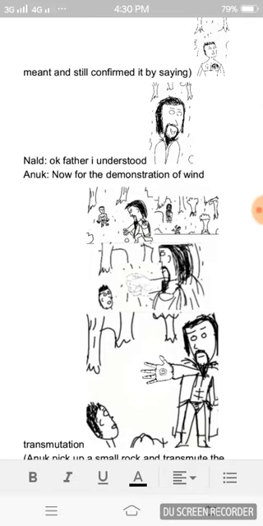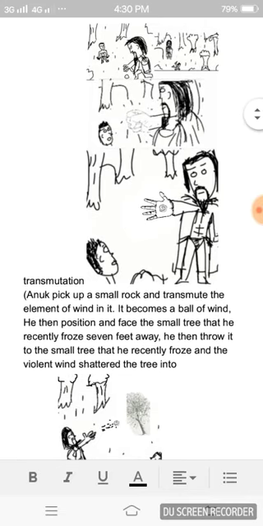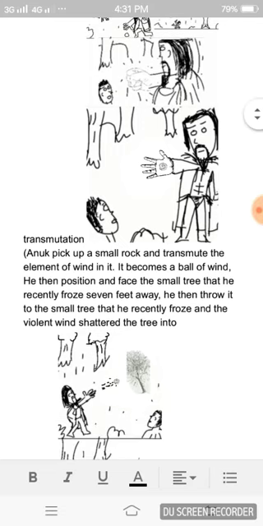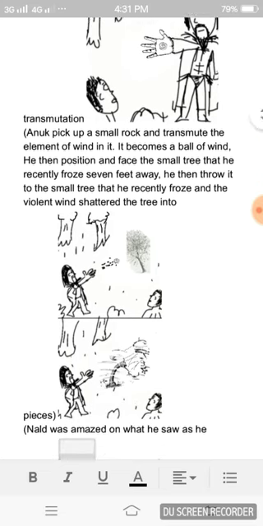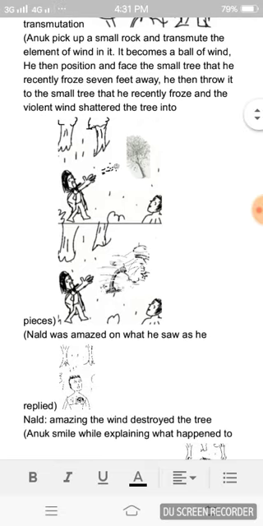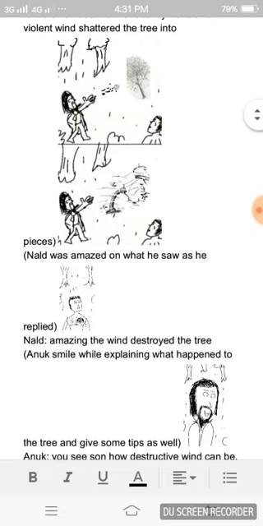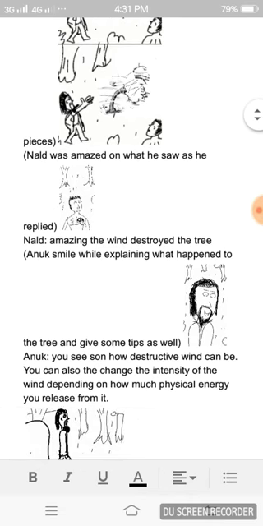Now for the demonstration of wind transmutation. Anuc picked up a small rock and transmuted the element of wind in it, and it became a ball of wind. He then positioned and faced the small tree that he recently froze 7 feet away. He then threw it to the small tree, and the violent wind shattered the tree into pieces. Nald was amazed at what he saw as he replied, "Amazing, the wind destroyed the tree."